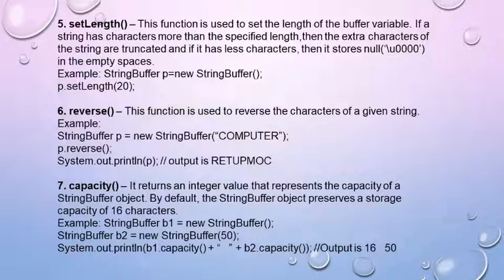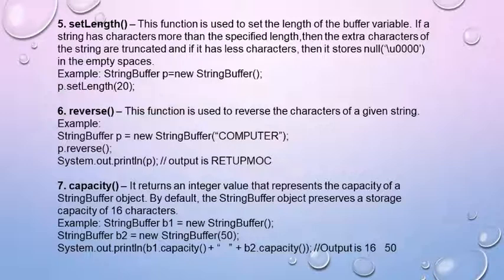The next function is the capacity function. It returns an integer value that represents the capacity of the StringBuffer object. By default, the StringBuffer object preserves a storage capacity of 16 characters. That means if no value is given, a maximum of 16 characters can be taken in the StringBuffer variable.